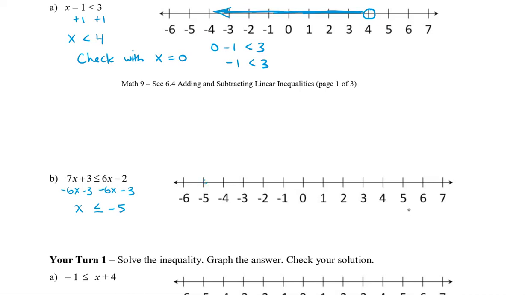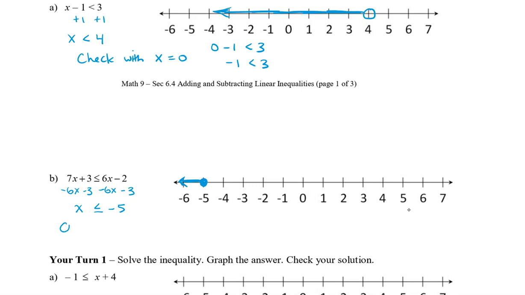So negative 5 is where we start. I'm going to color in our circle at negative 5 because it is also equal to. And we have x is less than, which means all the numbers that are smaller than negative 5. So we're going to draw an arrow pointing again to our left.